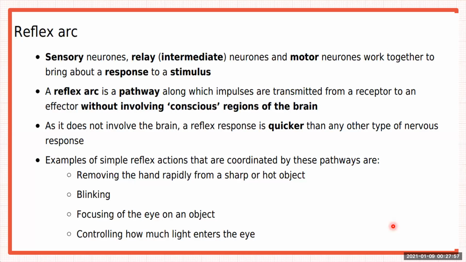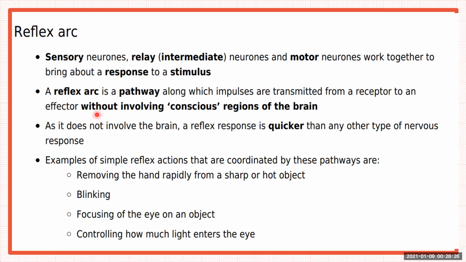Okay, so let's talk about the reflex arc now. These sensory neurons, which are connected through these relay intermediate neurons to the motor neurons, all three work together to bring about a response to a stimulus, right? So what is a reflex arc? A reflex arc is a pathway along which impulses are transmitted from a receptor to an effector without involving the conscious regions of the brain, right?